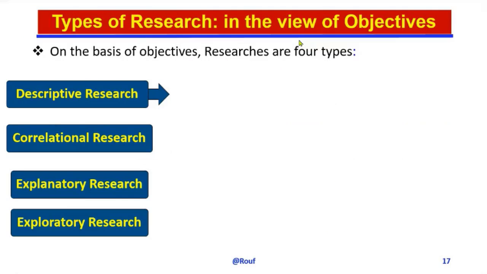Now, what are the types of research in the viewpoint of objectives? On the basis of objectives, researches are four types: first, descriptive research, correlation research, explanatory research, and exploratory research. Now, discuss one after another.